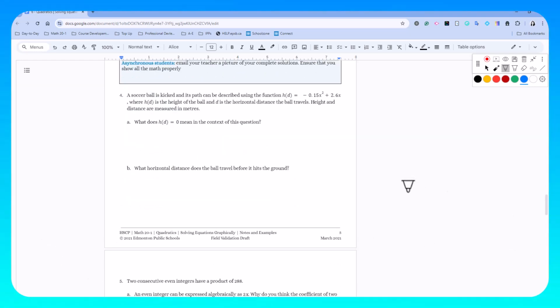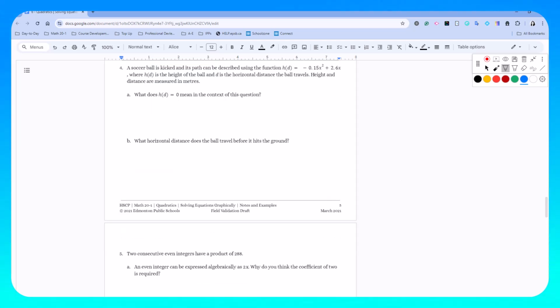Well, let's move on. So in this question, we got a little bit of an application type question, problem solving. It says a soccer ball is kicked and its path is described using the function h of d equals 0.5 x squared plus 2.6, where h of d is the height of the ball and d is the horizontal distance the ball travels. Height and distance are measured in meters.